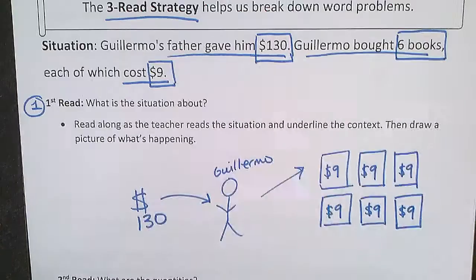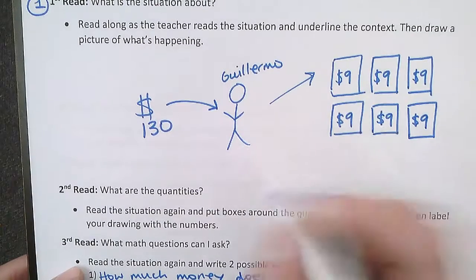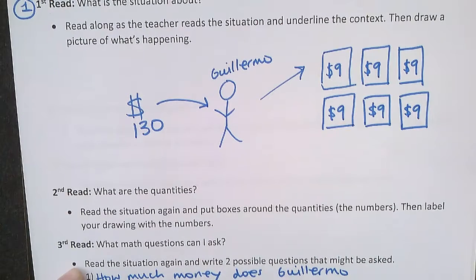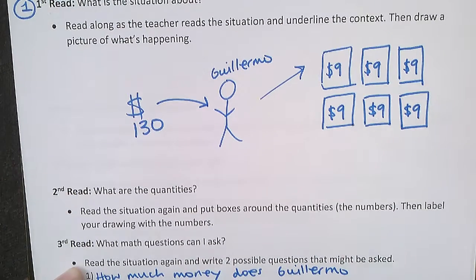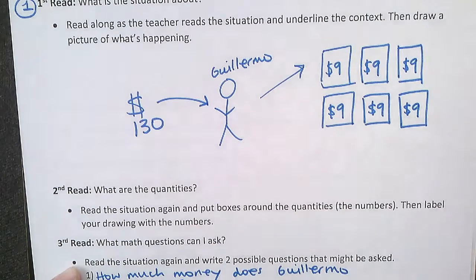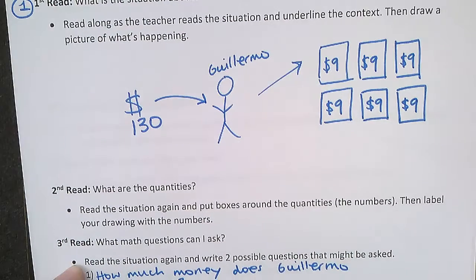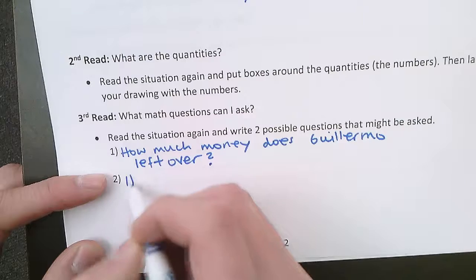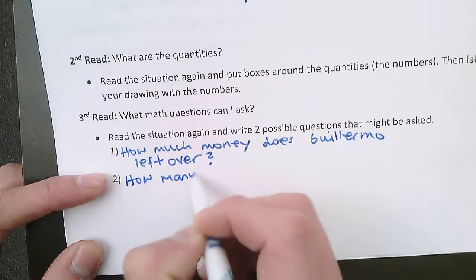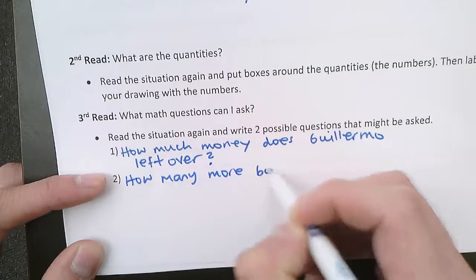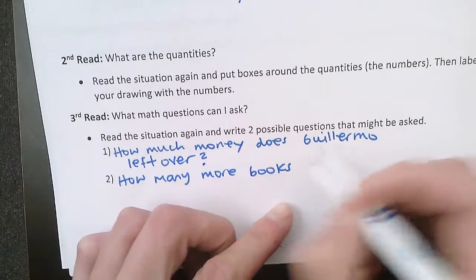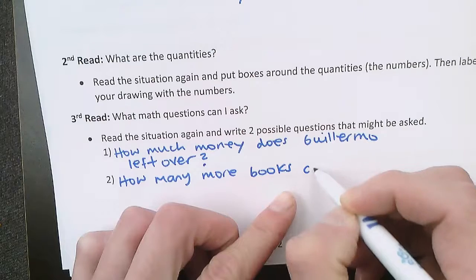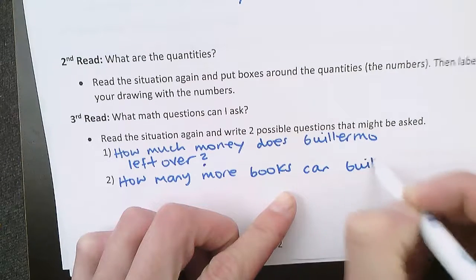Another possible question might be, let's see, I know he's buying 6 books and each book costs $9. And I can start to guess maybe he has money left over, and maybe it wants me to figure out how many more books he can buy if each book costs $9. So that's another possible question. How many more books can Guillermo buy?